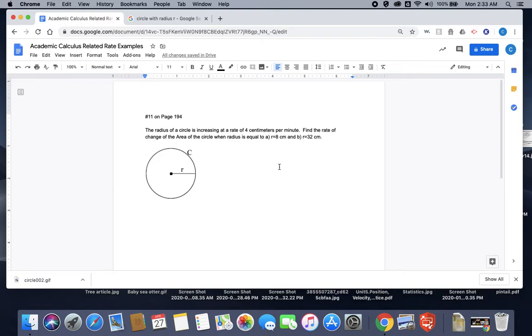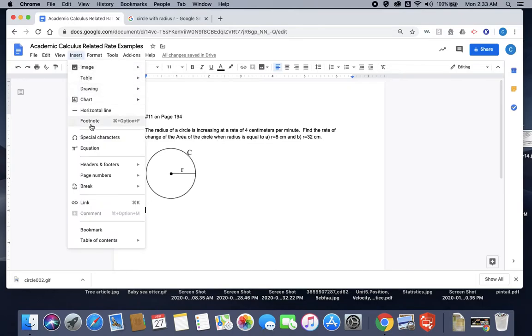Okay, so the first thing we always want to do when we're doing a related rate problem is think about the geometry that we're looking at, because that's going to be the equation that we're going to have to utilize. In this case, we're talking about the rate of change of area of a circle, which tells me that we're going to need to write an area formula.